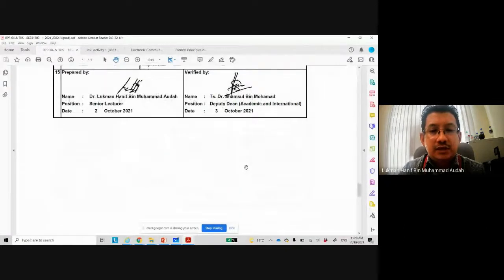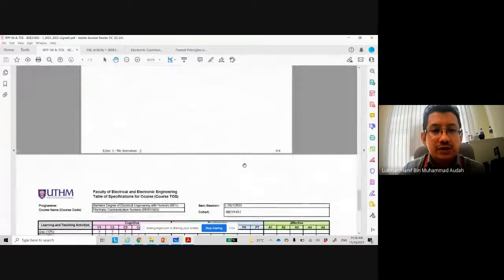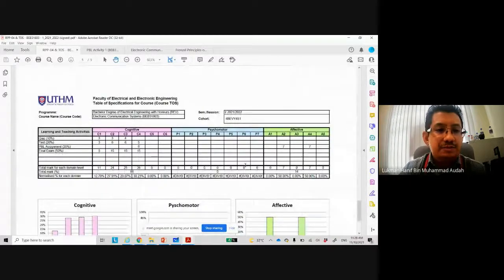Signed by the Deputy Dean, Dr. Shamsul. So these are the table of specifications for this subject. I have arranged the mark distribution based on level. For the quiz, we teach simple things only. For the test, we give questions up to level 4. Assignments will go up to level 4. For the final exam, the mark distribution covers levels 1, 2, 3 and 4.